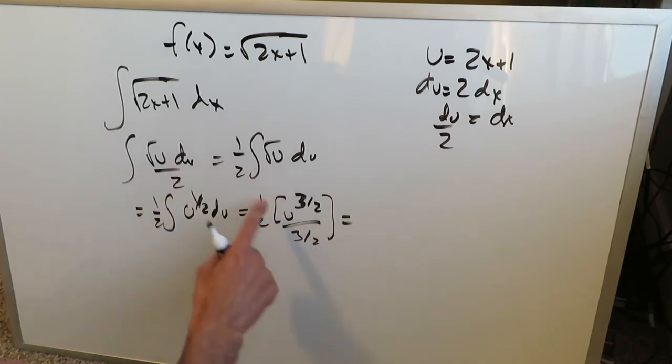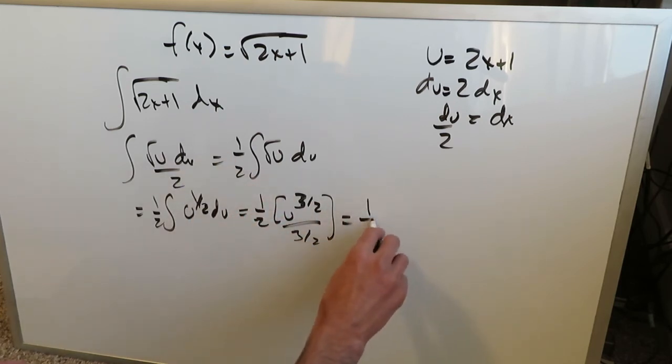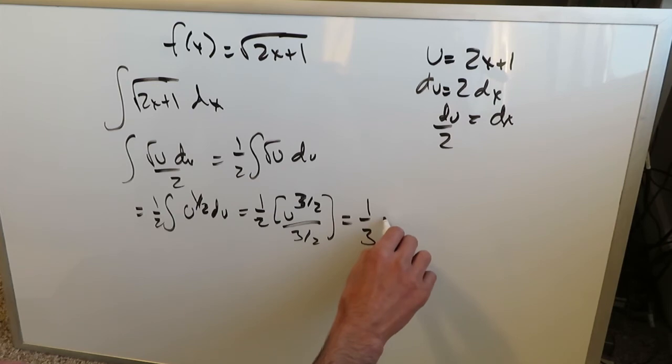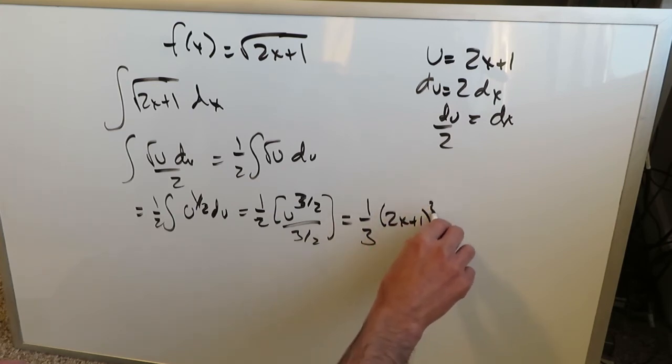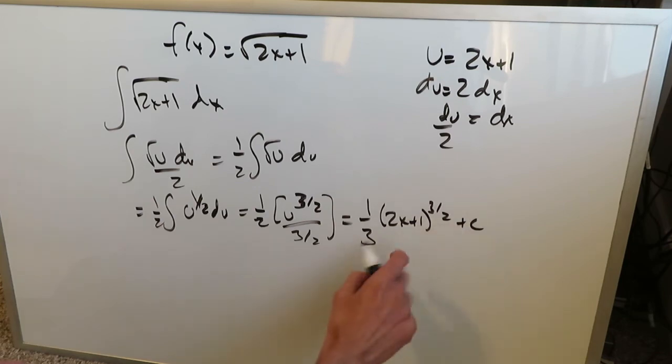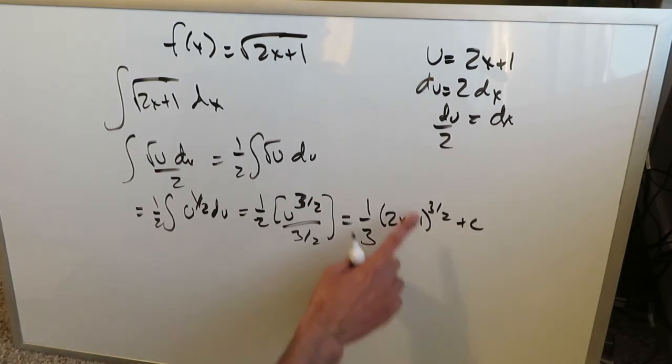3 over 2 would flip around, cancel out with the 2's, and you'll get a 1 over 3 u to the power of 3 over 2. But what did u represent? It represented 2x plus 1 to the power of 3 over 2 plus c. That right there would be your antiderivative. If you were to take the derivative of this antiderivative, you'll end up with that. And I will show you that right here on the bottom.